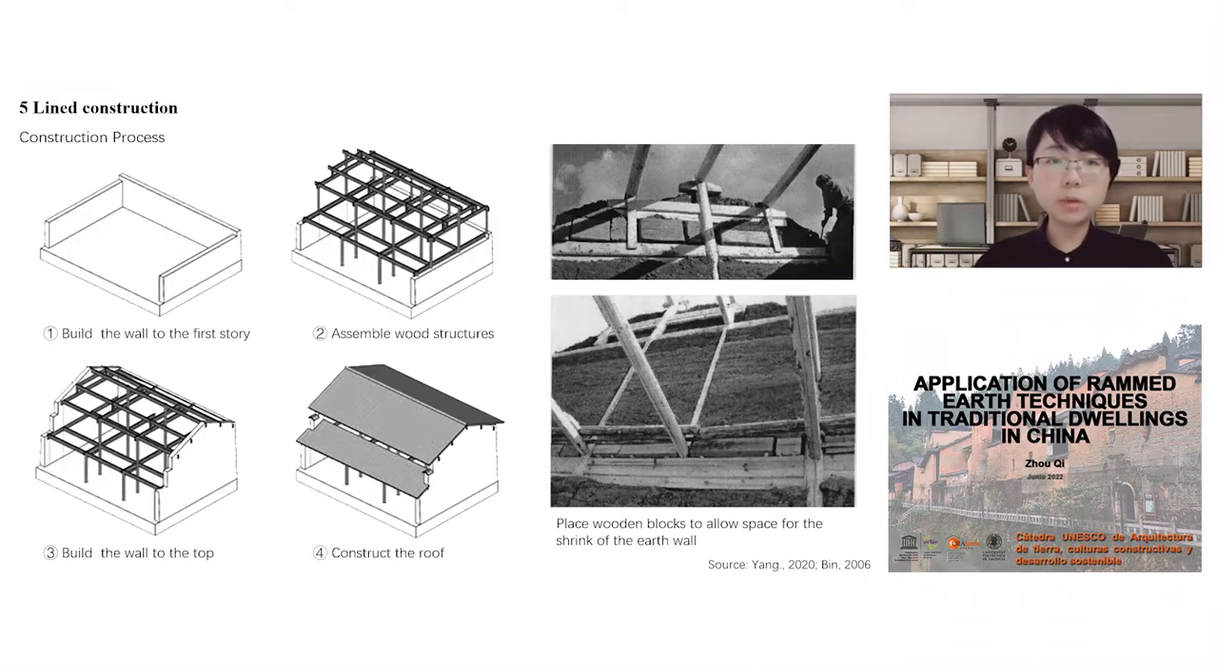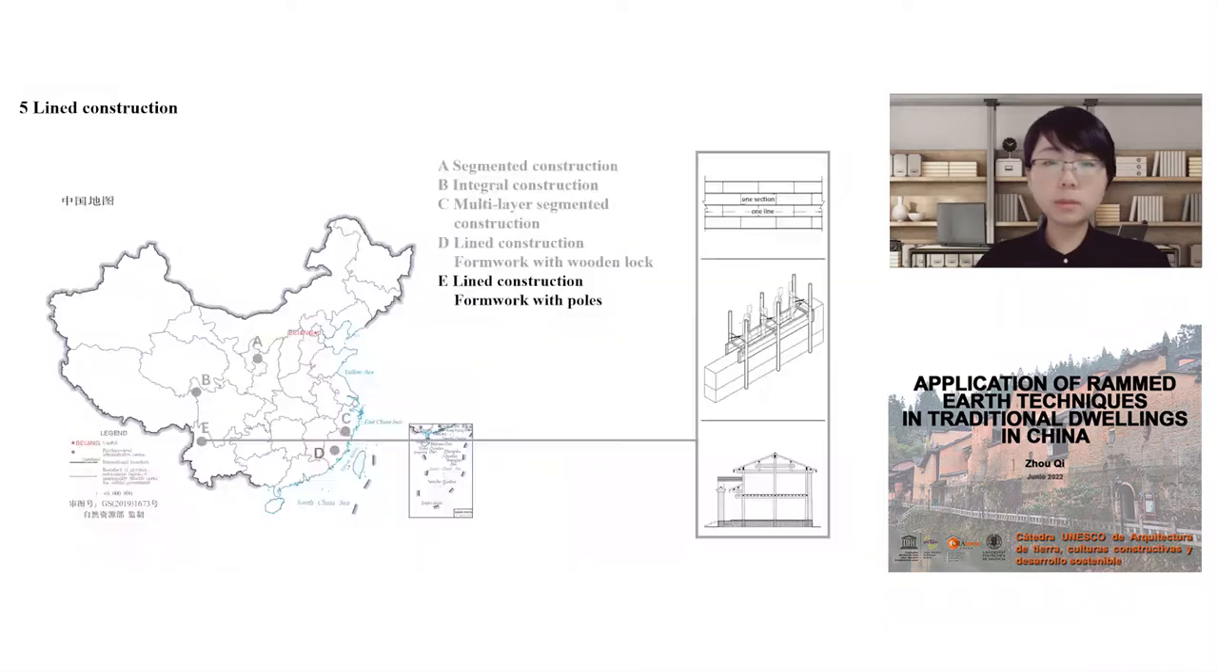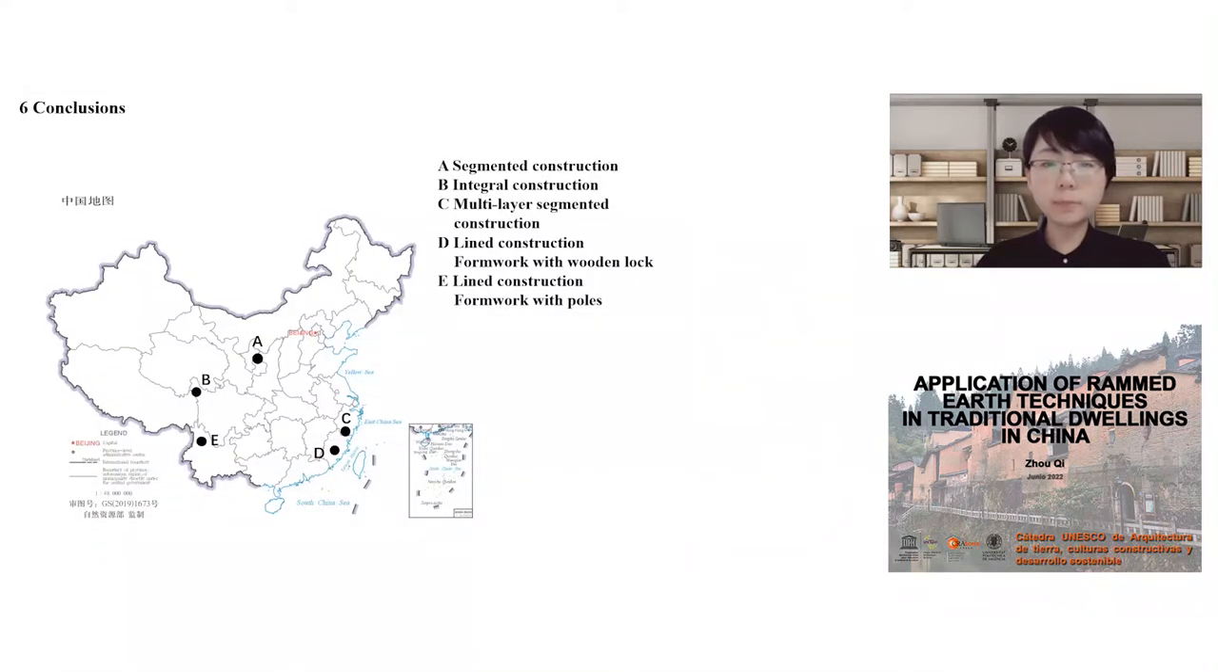The shrinkage of the first layer of the earthen wall is easy to solve because it was built before the wood structure. But when it comes to the second story, it's necessary to place some wooden blocks at once, and after completing the earthen wall, take them away to allow space for the shrinkage. This is probably the basic situation of rammed earth techniques in China. There must be many more types of formworks and buildings not included.